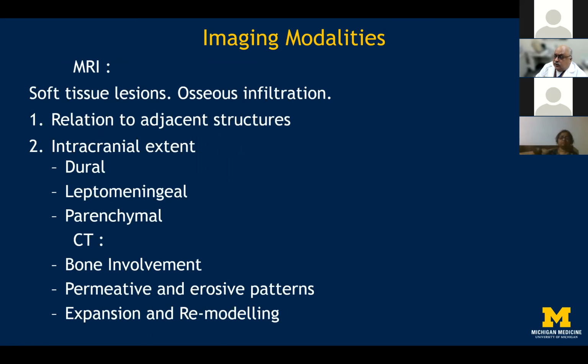So the imaging modalities for the studies are MRI and CT, and MRI scores as far as the soft tissue component and osseous infiltration goes, and CT is primarily involved to look for bony involvement and for certain patterns of permeative and erosive destruction together with either expansion or remodeling. So one can have a very good assessment of the pathology just by looking at and assessing the type of pathology and the morphological features of what the lesion is trying to do to the skull base.